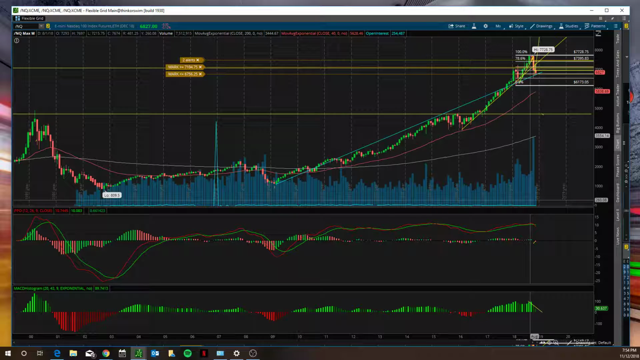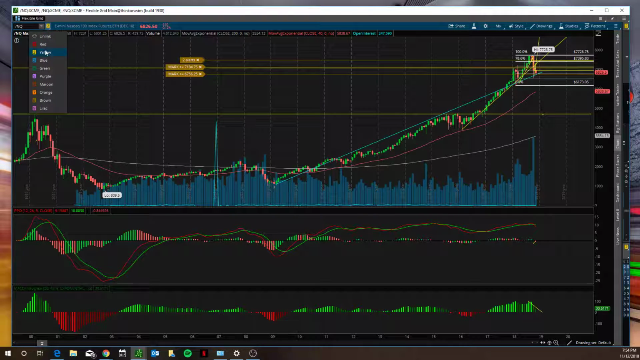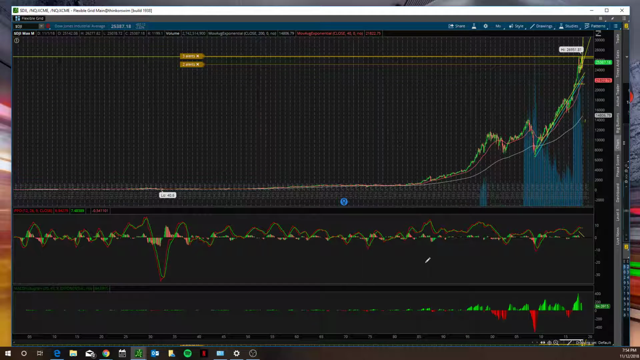So I have a couple of different stocks that I'm going to go through and just look at and show you what I'm thinking about those. I have those on a different screen, so it'll take me a moment to get to it.